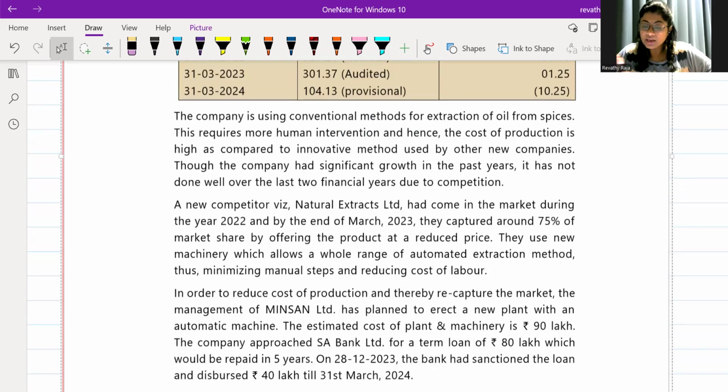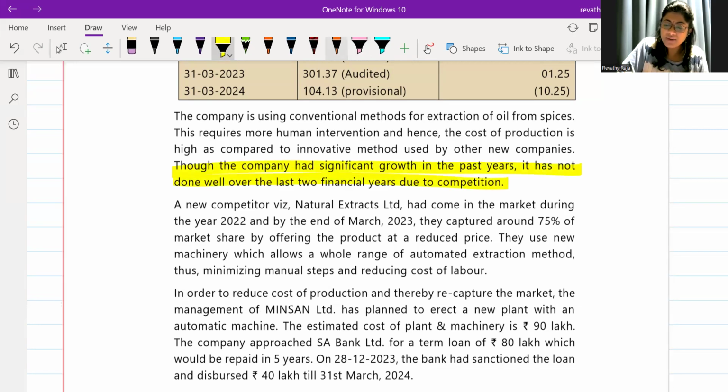The company is using conventional methods for extraction of oil from spices. This requires more human intervention and the cost of production is high as compared to innovative method used by other company. Though the company had significant growth in past years, it has not done well in the last 2 financial years due to competition. And when you hear this para, which SA will come to your mind? Come on, guys. Previously it was okay, but since last 2 years it has not done. Competition is there. So very good. What about others? It is an indicator of going concern.